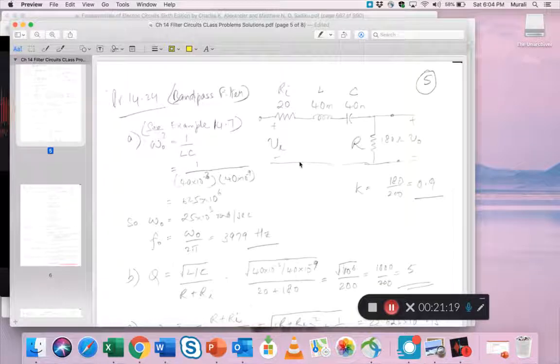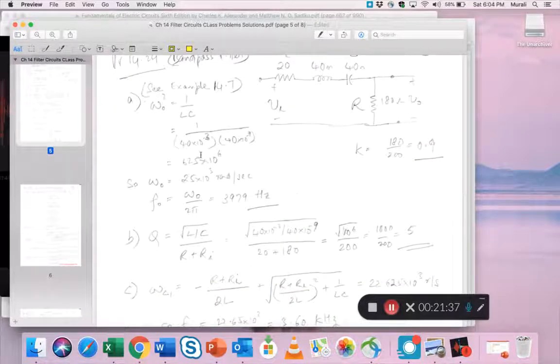Okay, so omega 0 squared is 1 by LC, and so we get omega 0 squared, as you can see, 625 times 10 power 6. Omega 0 is the square root of omega 0 squared, and that's 25 times 10 power 3. To find f0, which is what he wants in hertz, you have to do the division, omega 0 divided by 2 pi.